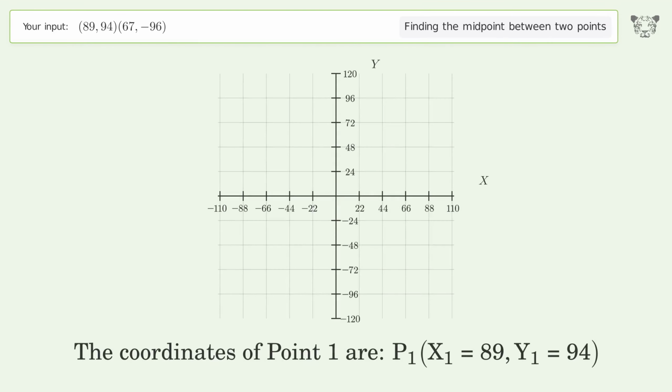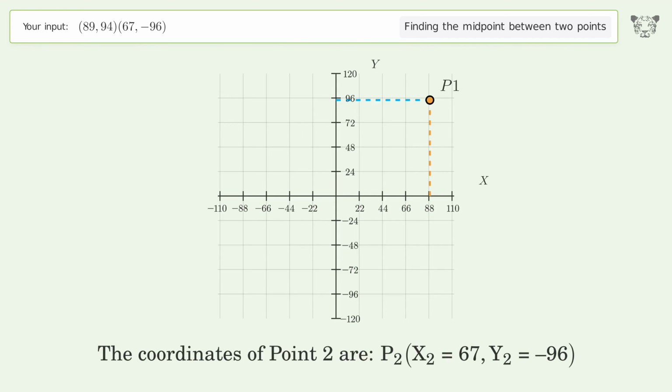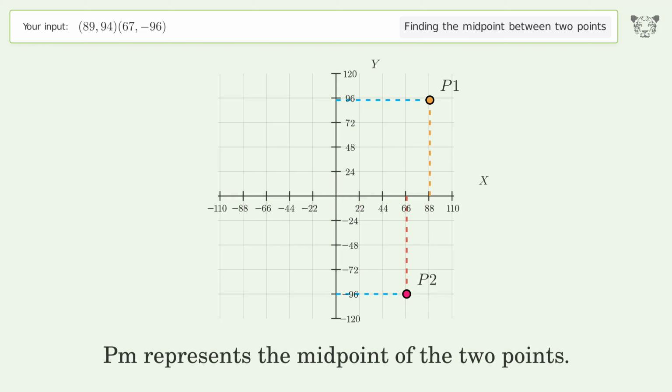The coordinates of point 1 are x1 equals 89, y1 equals 94. The coordinates of point 2 are x2 equals 67, y2 equals -96. PM represents the midpoint of the 2 points.